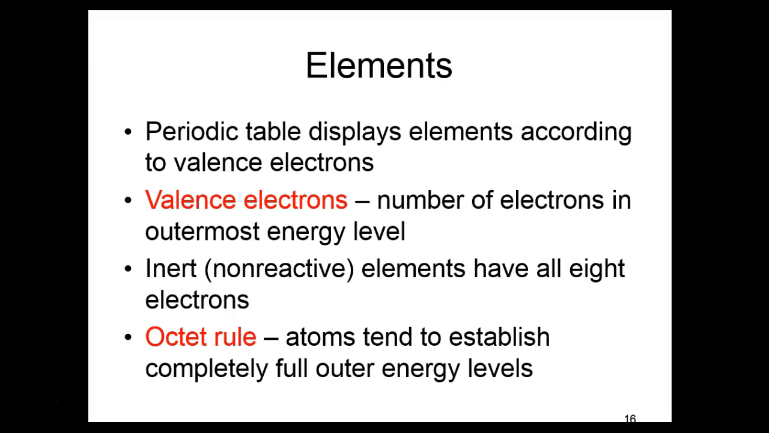Okay, a valence electron, I don't know if this is on your study guide or not, but that's the number of electrons in your outermost energy level. Those that will not react, they have all 8 electrons.